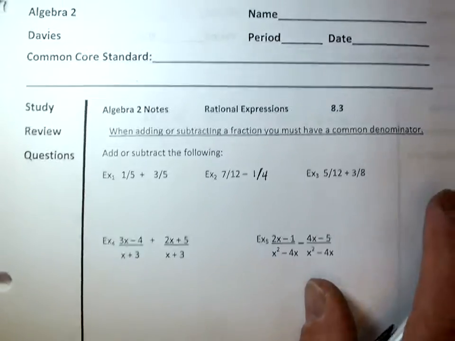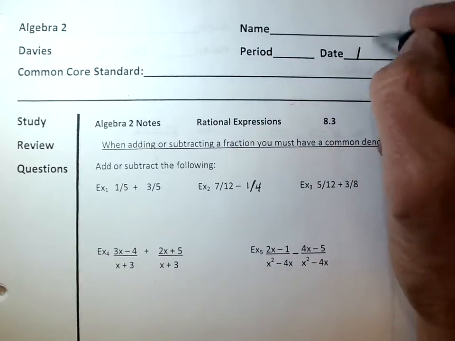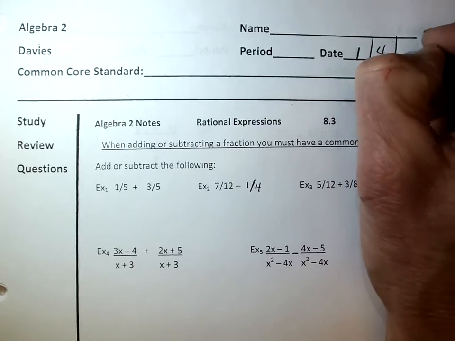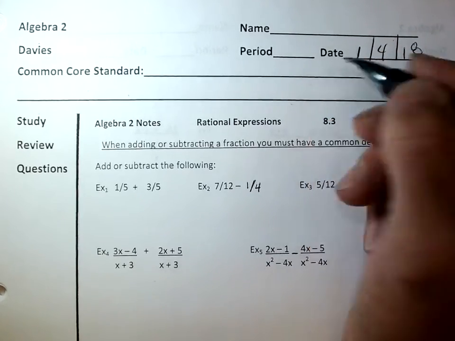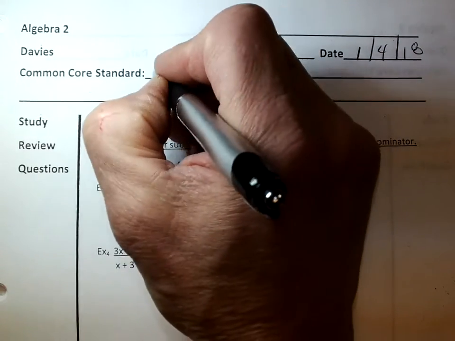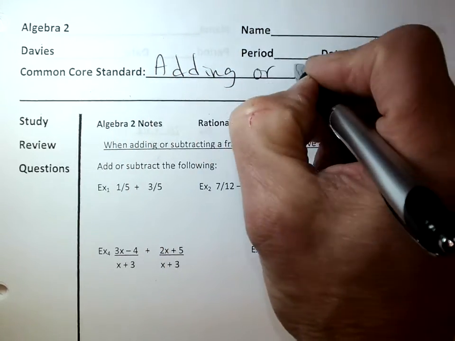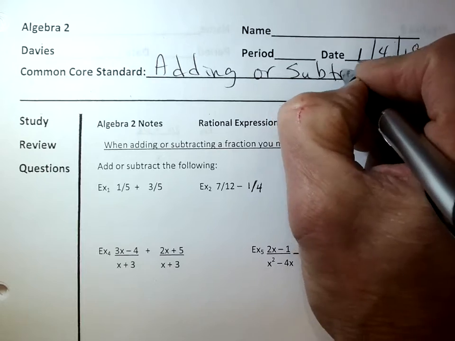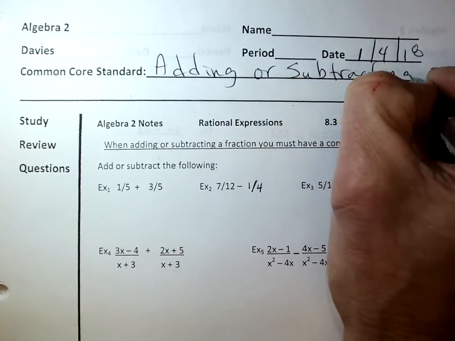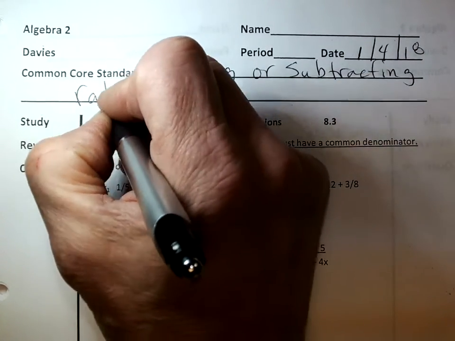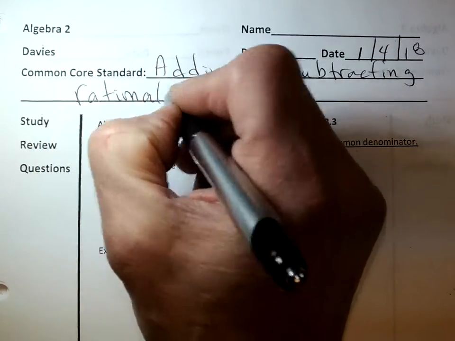All right, today, 1-4-18, right? And our Common Core standard today really is adding or subtracting rational expressions.